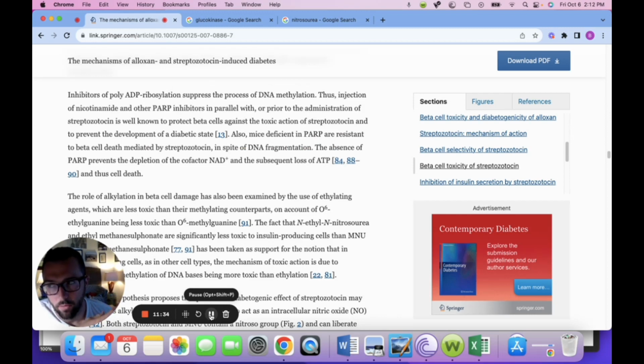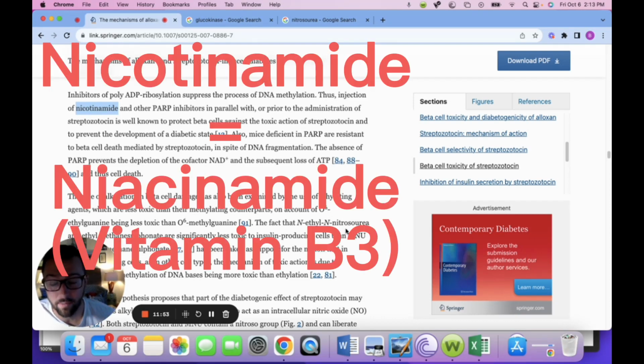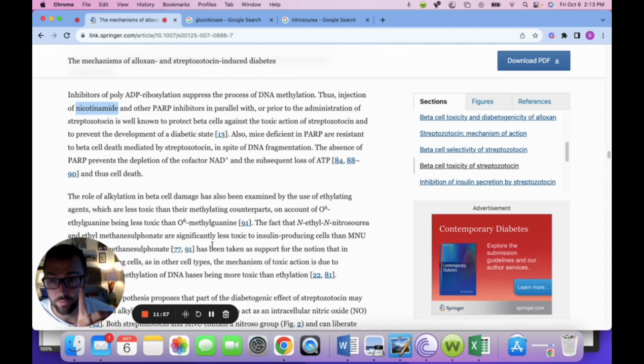So when they talk about addressing what the mechanism of this drug is, they talk about ways that they can prevent it. Nicotinamide is one of the things that they mention. Nicotinamide is another term for something called niacinamide. Niacinamide is a version of vitamin B3. Okay, so that's important to remember.